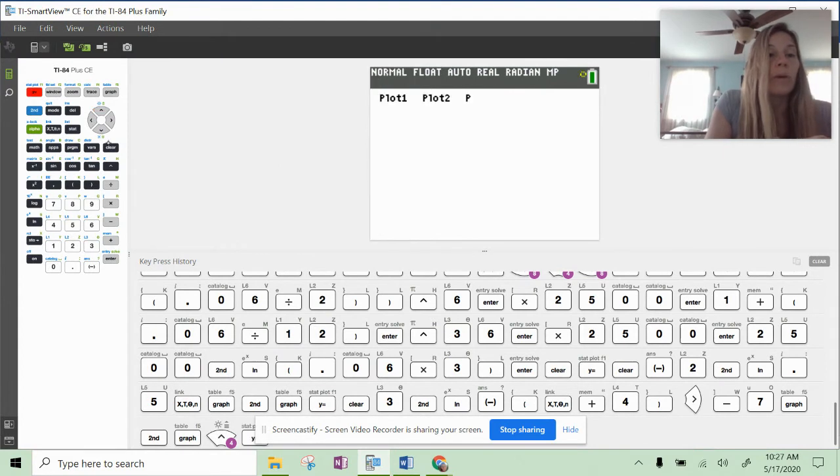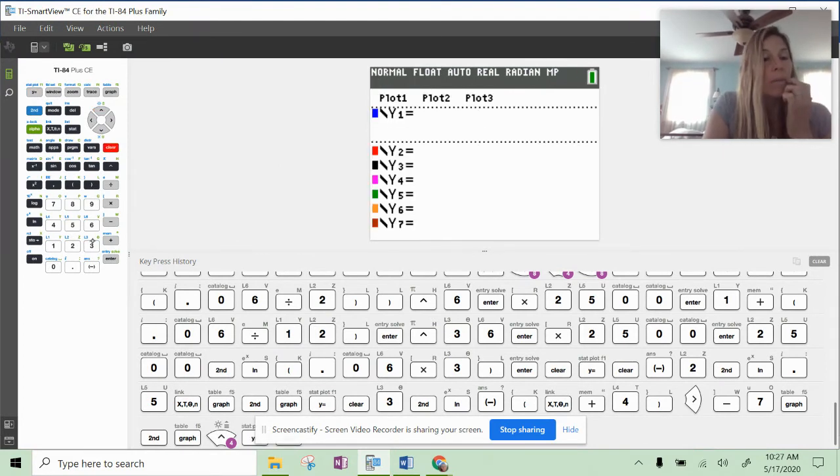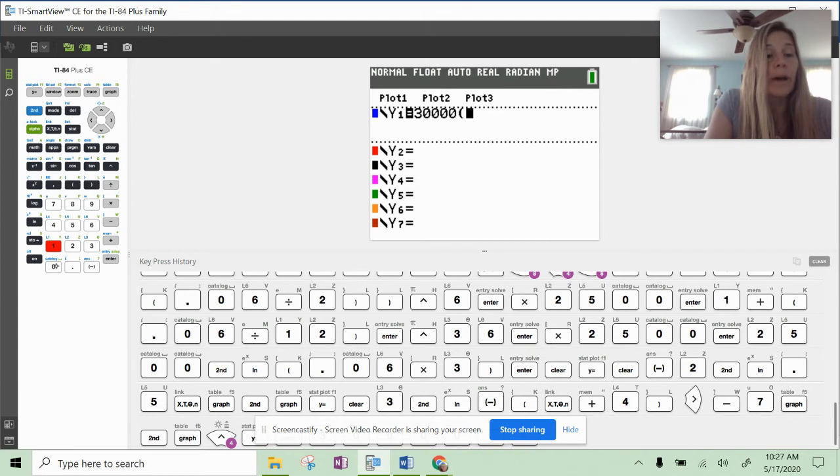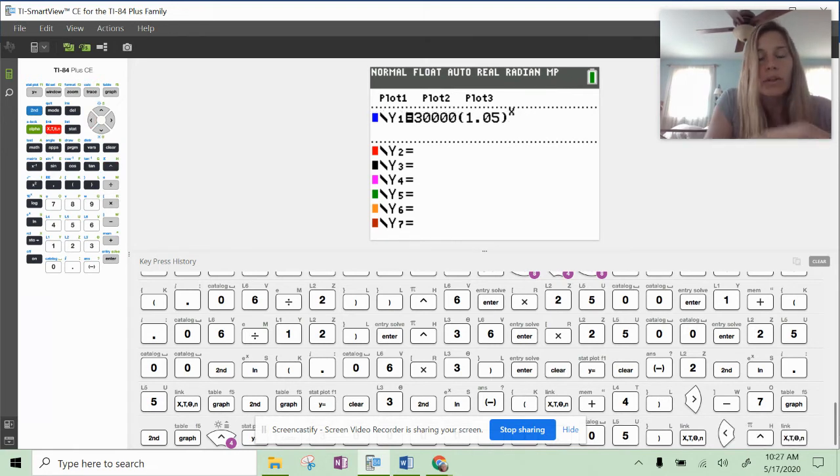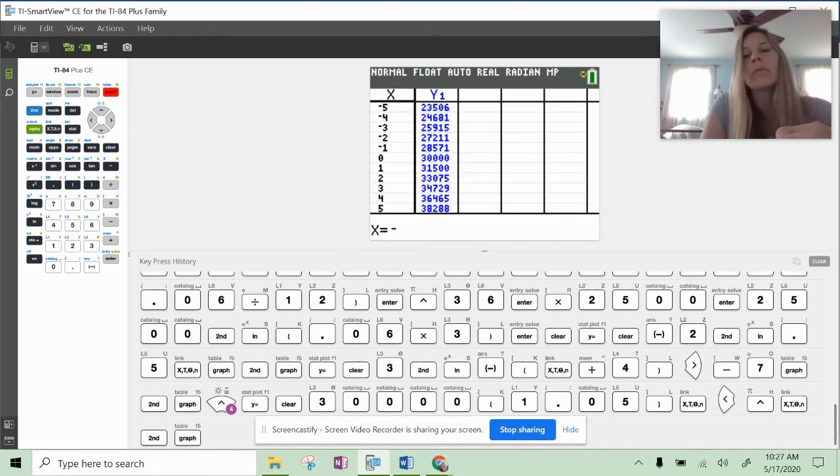So if I go to my y equals, and I put in my 30,000, and now I'm going to do 1 plus 0.05, which is just 1.05. And then if I raise that to t, or x, it's always going to show up as an x on your calculator, and you go to chart or table, now I can see all the years.